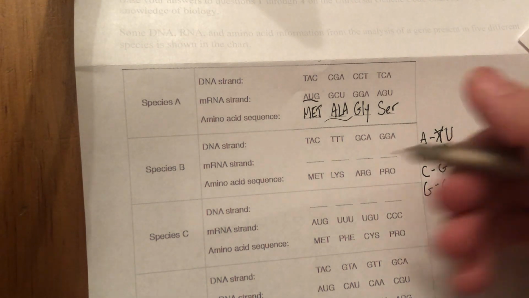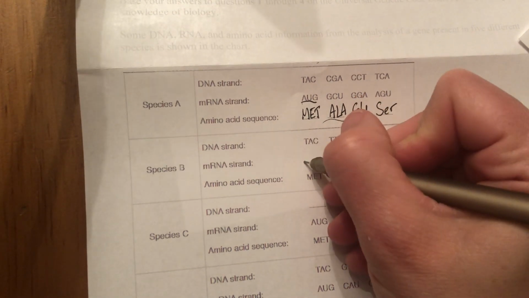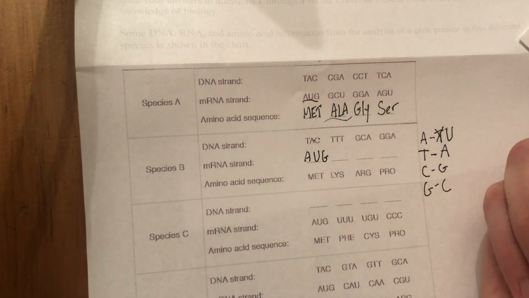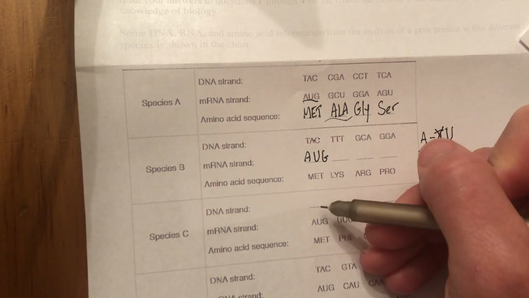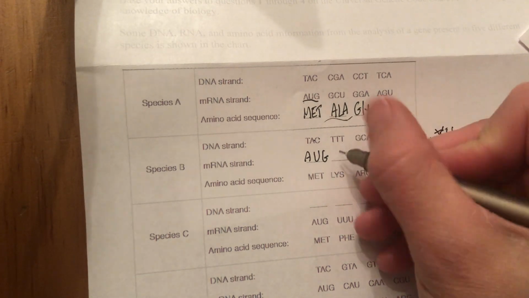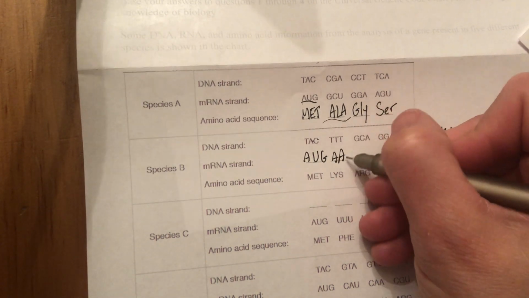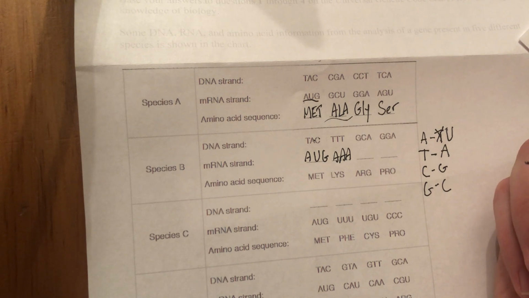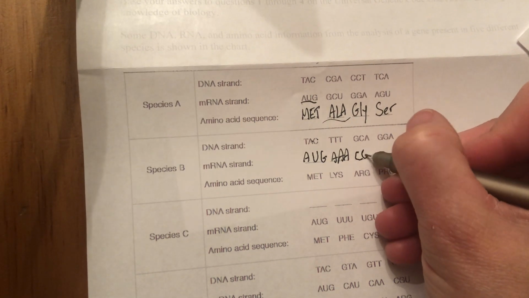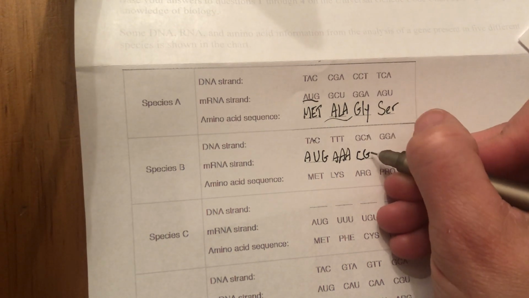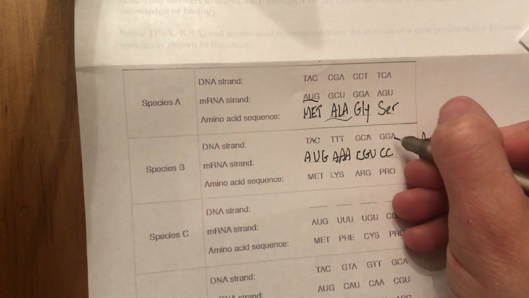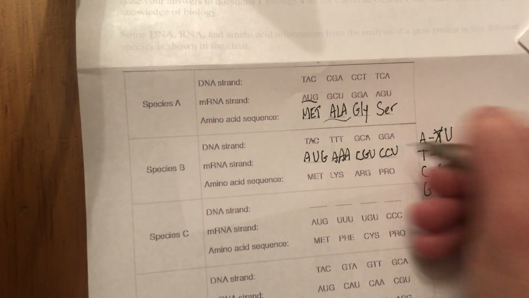Awesome. Okay. So TAC, what bonds with T? A. What bonds with A? U. What bonds with C? G. Which makes sense because AUG is always the start codon. See? AUG. Okay. TTT, AAA. There's A's in mRNA, so that's fine. GCA, C, G, U. There's no T's in RNA. GGA, C, C, U. There's no T's, so we're going to put a U.